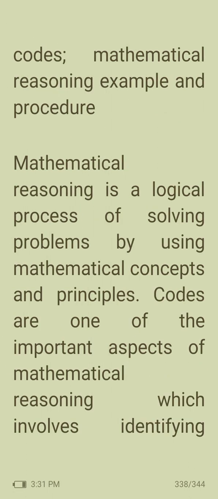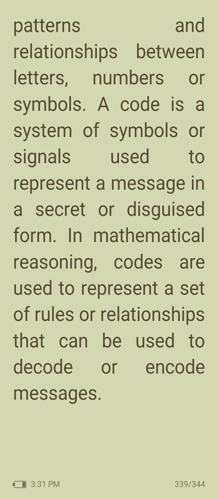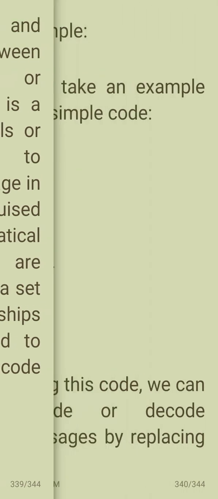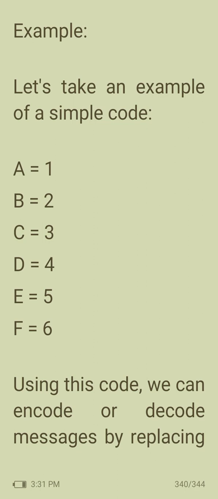Codes. Mathematical reasoning is a logical process of solving problems by using mathematical concepts and principles. Codes are one of the important aspects of mathematical reasoning, which involves identifying patterns and relationships between letters, symbols, or numbers. A code is a system of symbols or signals used to represent a message in a secret or disguised form. In mathematical reasoning, codes are used to represent a set of rules or relationships that can be used to decode or encode messages. For example, let's take a simple sample code.